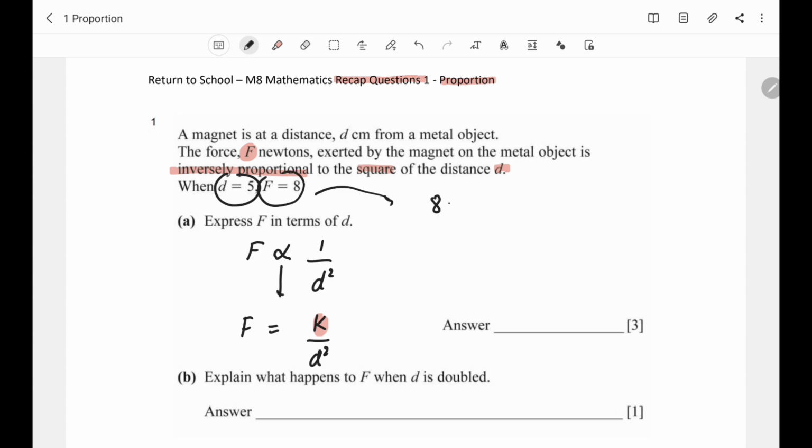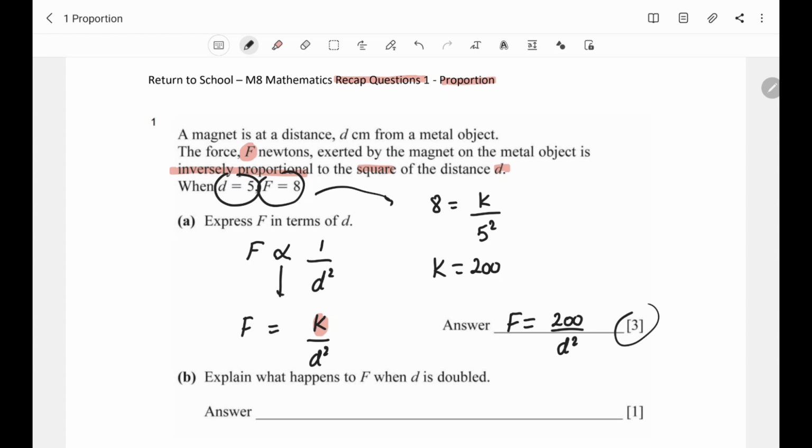So when F is 8, d is 5. So 8 is equal to k over 5 squared. 8 is equal to k divided by 25. K therefore is 200. Now it's asking us to express F in terms of d, so F is equal to k over d squared, which is 200 over d squared.